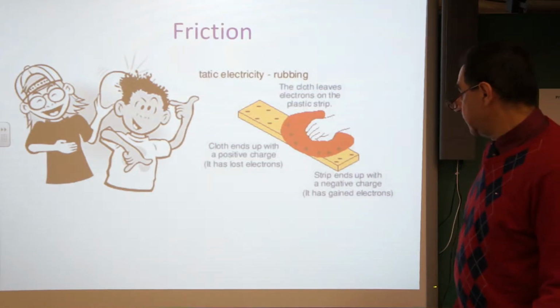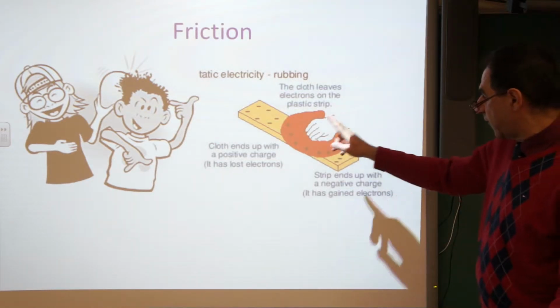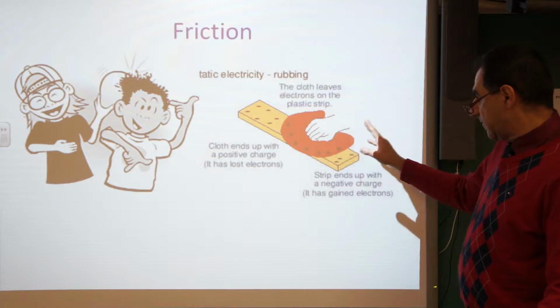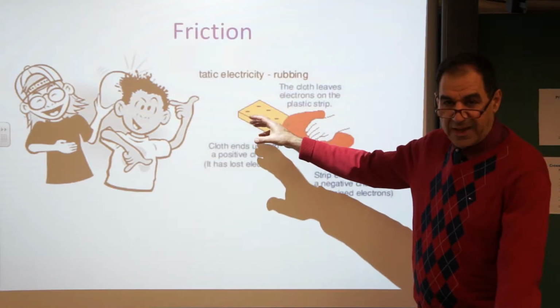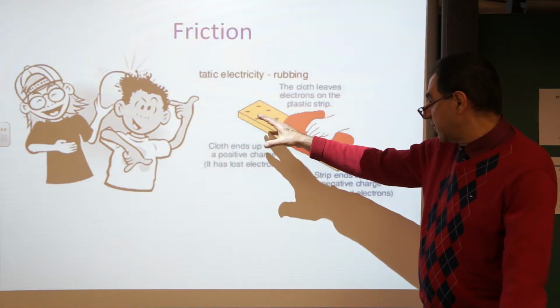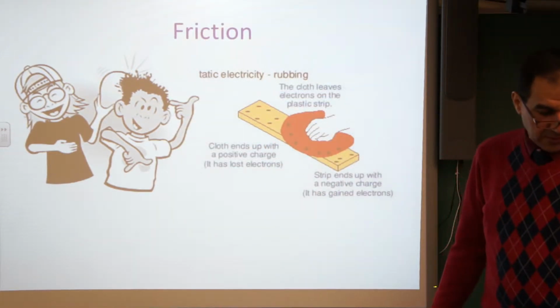Static electricity, as you can see here, rubbing one object against another. For example, the wool will lose electrons and transfer them to the plastic. The plastic will have a net negative charge, and the wool will have a net positive charge.